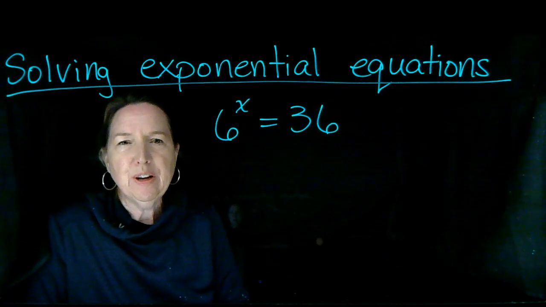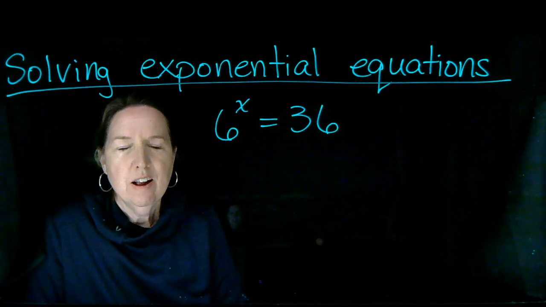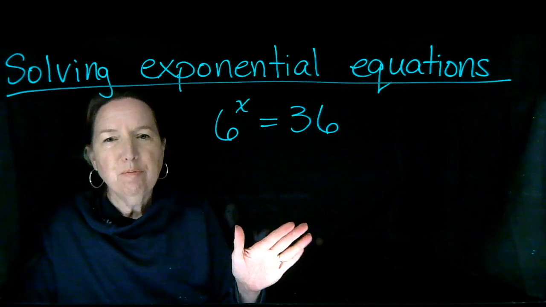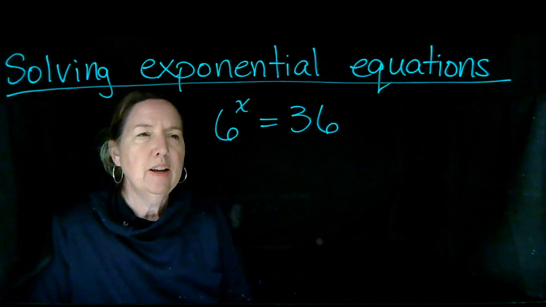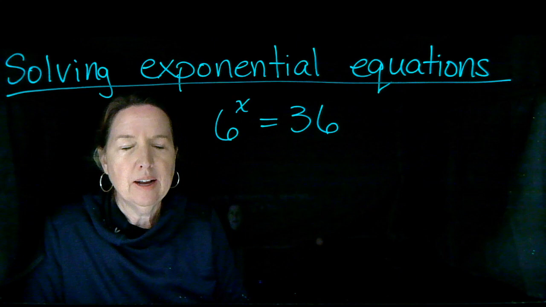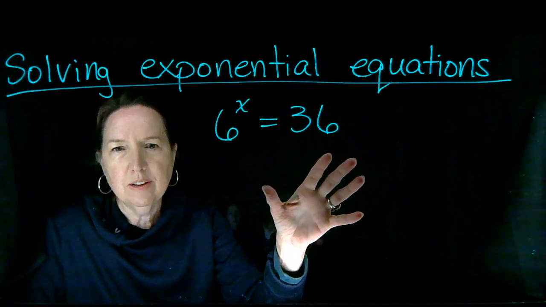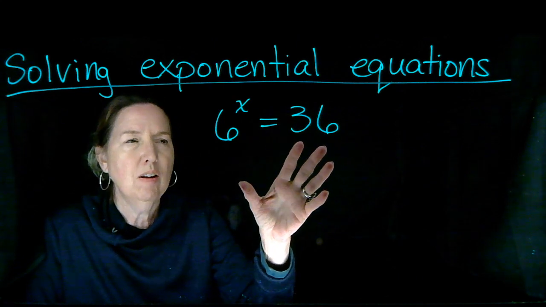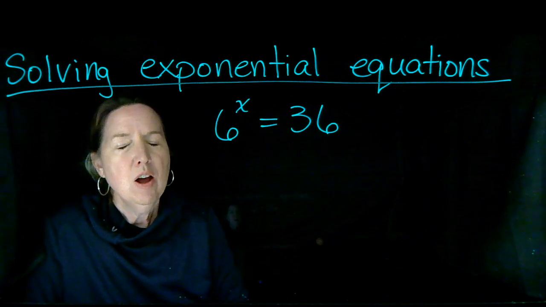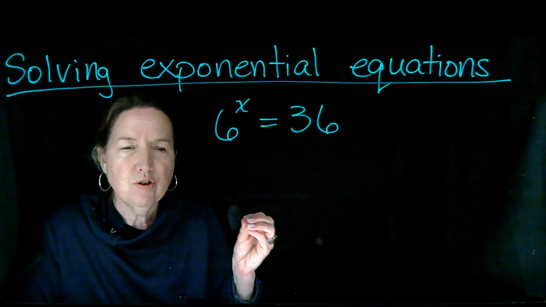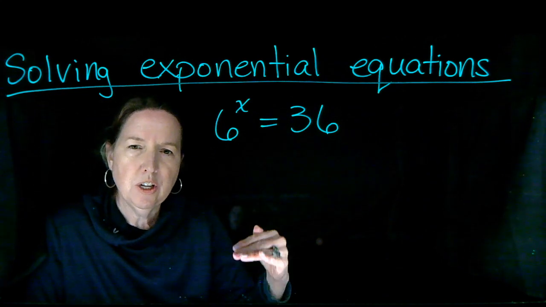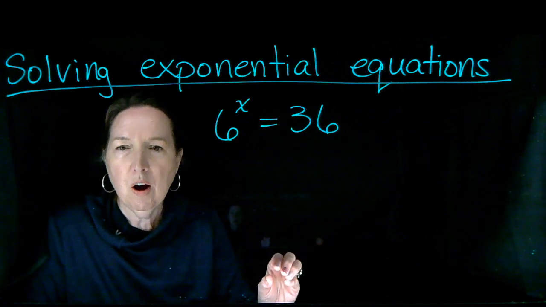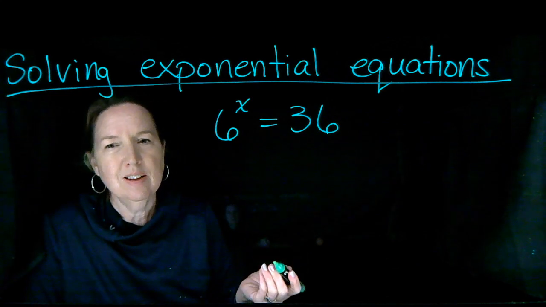Let's look at solving exponential equations. At first, they start off pretty easy. You look at this and you might realize right away that 6 squared equals 36. We know that almost intuitively, but there is a technique or a strategy that you want to learn to use because as they become more complicated, that strategy is necessary.